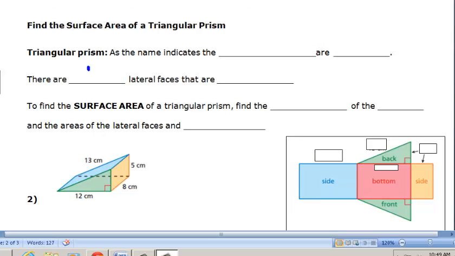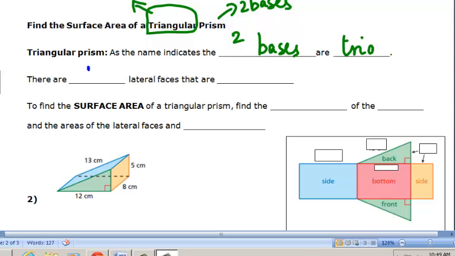Okay, let's see how to figure the surface area of a triangular prism. Again, all we are doing is finding out the different faces. So it said a triangular prism, so we know that in a prism there are two bases, and that a triangular prism, that's the name, so the bases are triangles. So two bases are triangles, and there are three lateral faces which are parallelograms. In this case, the parallelograms are rectangles.